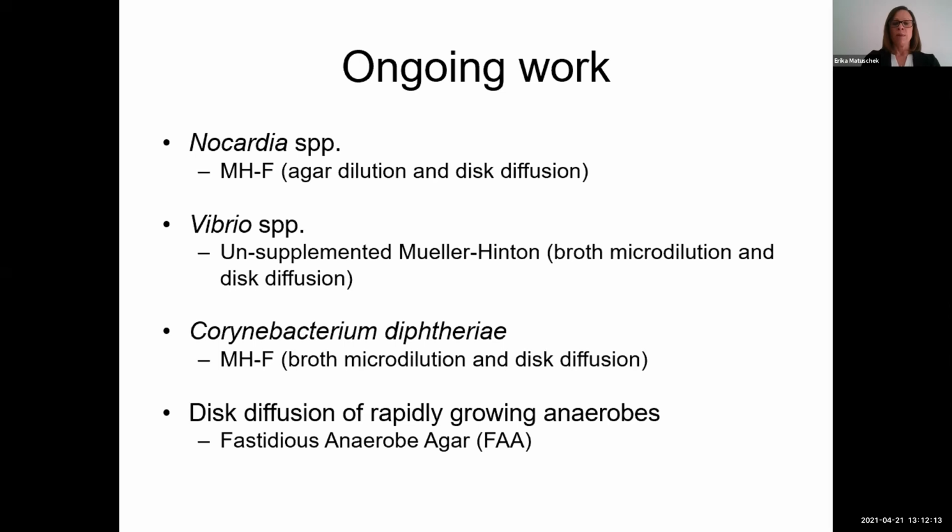We do have methods and breakpoints for Corynebacterium species, but not for Corynebacterium diphtheriae. So we are also coordinating a project where 2 external laboratories are testing Corynebacterium diphtheriae according to the EUCAST method, which is Mueller-Hinton fastidious broth and MH-F agar plates. And finally, we are also developing a disc diffusion method for rapidly growing anaerobes, and for that we will recommend fastidious anaerobe agar FAA.